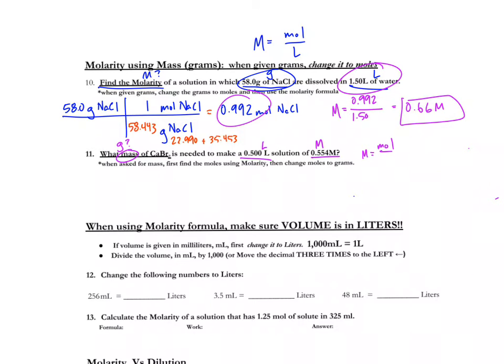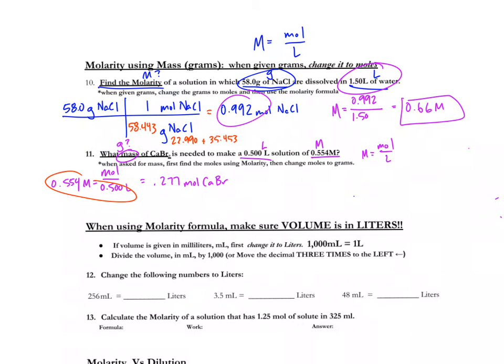Alright, so first step, find the moles using molarity. Okay, so I'm going to use my equation, and I'm going to plug in what I know. So molarity is 0.554 equals moles, I don't know yet, and liters, volume, is 0.500 liters. Okay, so what we're going to do is cross multiply, and solve for the number of moles. So 0.554 times 0.5 gives me 0.227. I'm sorry, 0.277. And this is moles of calcium bromide.